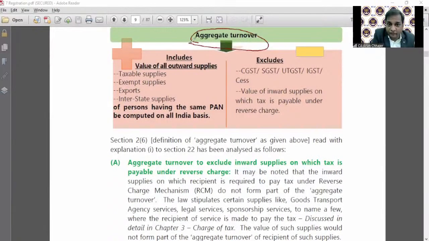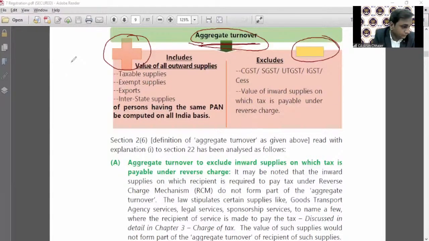What is the meaning of aggregate turnover? Certain plus, certain minus. Direct question you may expect in the exams. If you make the taxable supplies, then okay, the limit would be reduced to 10 lakh rupees if it is a special category state.